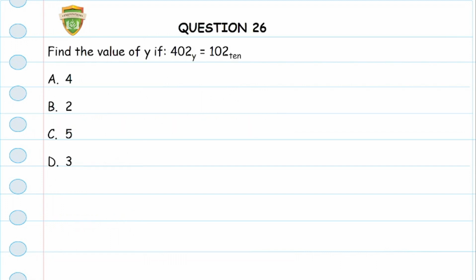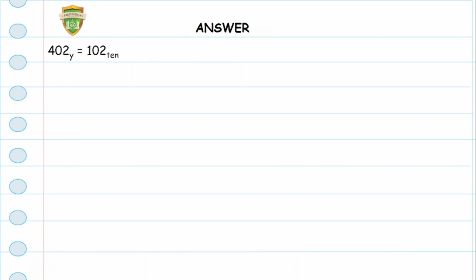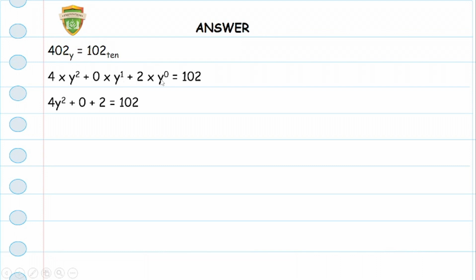Question 26 says that we should find the value of y if 4 0 2 base y is equal to 102 base 10. So one thing we need to know is that when you are converting from any base to base 10, you simply do the number times the base plus the number times the base, like you can see here, plus the number times the base, right? And on the bases, you put increasing powers starting from 0, from right to left. So that's why you can see I put a 0 here, then a 1 here, then a 2 here.